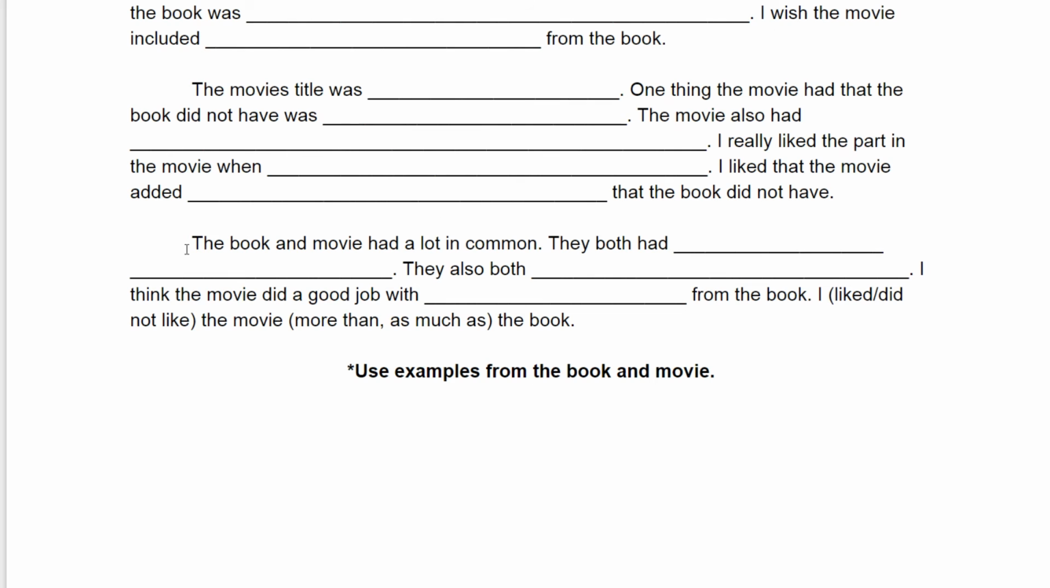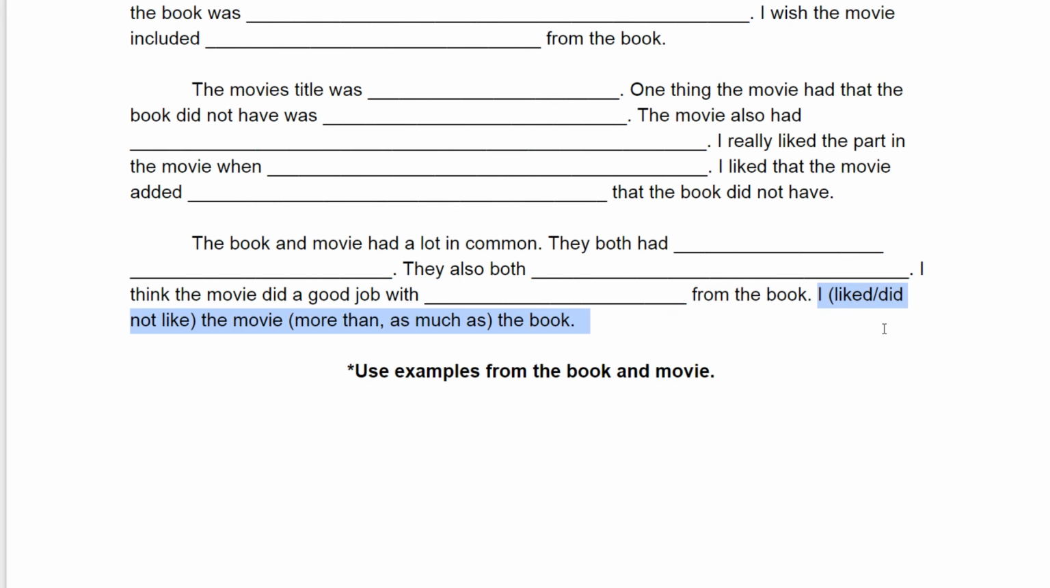In the third paragraph, the book and movie have a lot in common. Now you're telling me one thing here that they had in common, one thing here that they had in common, and what you think the movie did a good job with that came from the book. So what was something from the book that you thought, oh, how are they going to do this? And then you turned out to like what they did. And then in your very last sentence, you're telling me which one you liked better.